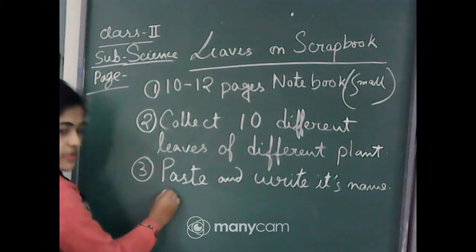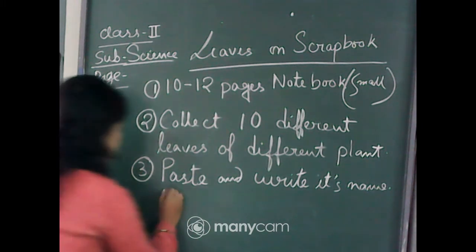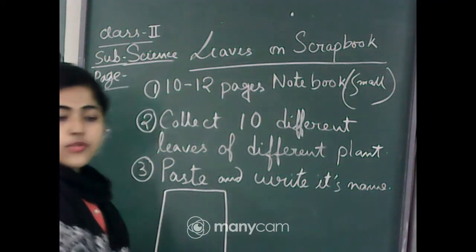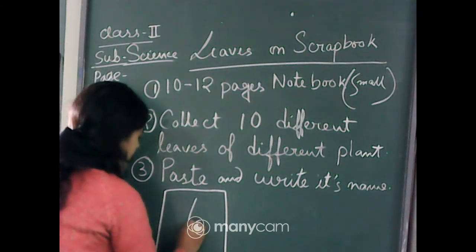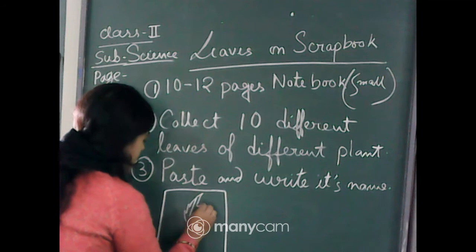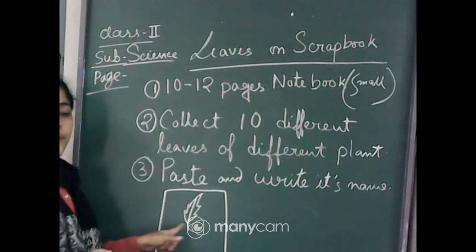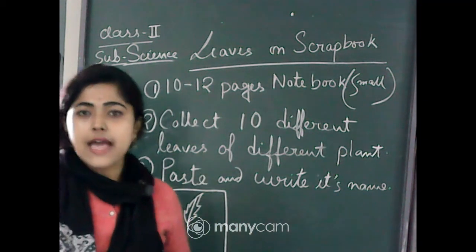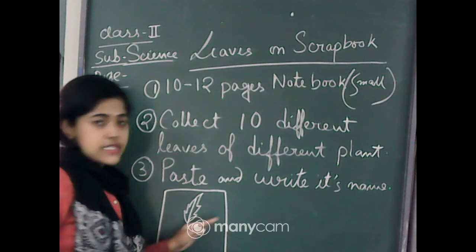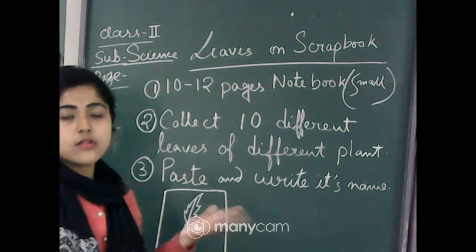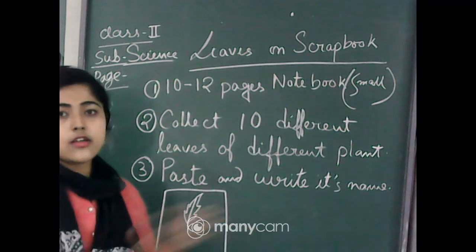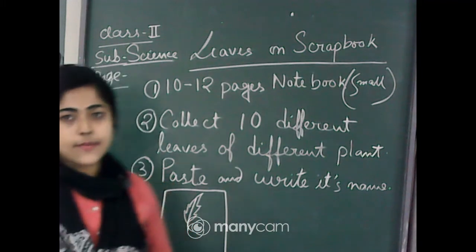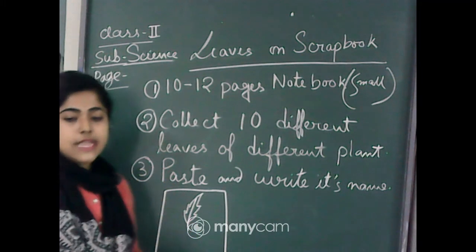Here, hope you can see this. Think that's your notebook, and on the upper side, on the right side of this notebook, you have to paste the leaf. You can collect the leaf, make it dry, and after drying you can paste it with sellotape or any good glue that will not affect the next page. It's better to use sellotape.